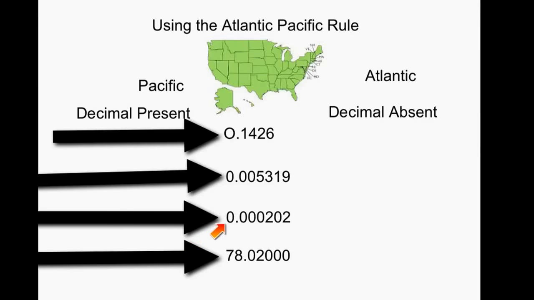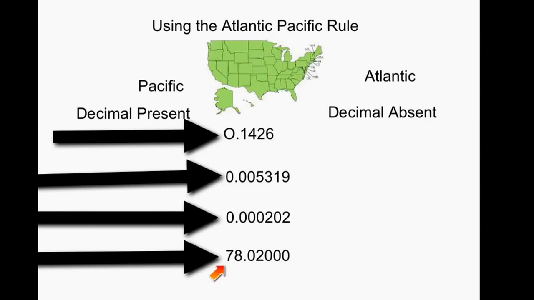Now on to this example. We have a decimal present. We start on the Pacific side, and we swim till we find a number not 0. We count all the rest. It doesn't matter what they are. You count all the rest. This one, this one, this one. There are 3 significant figures here.